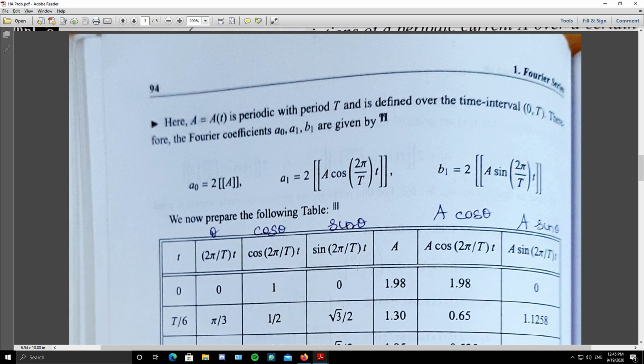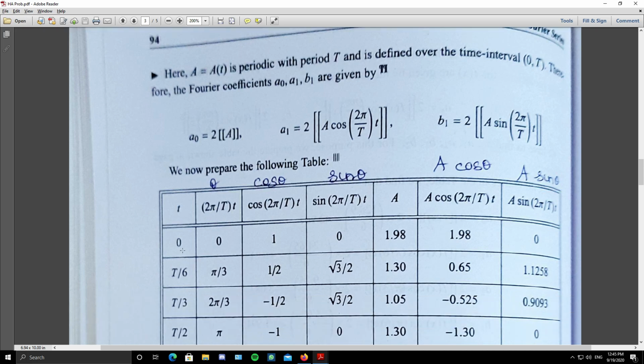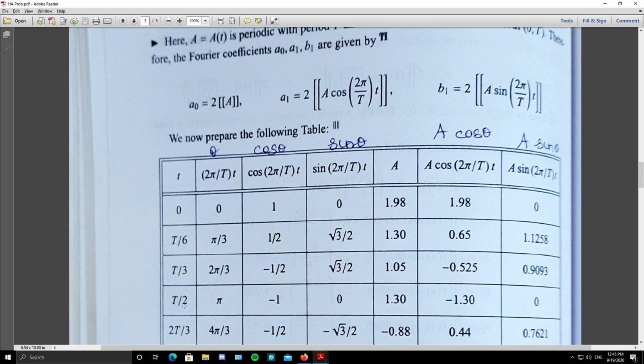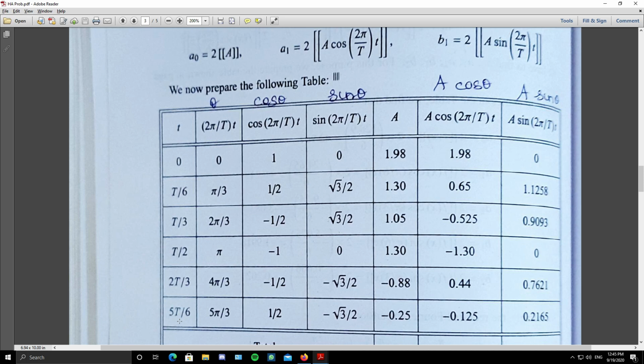So this is page 94. So this is a table. Small t values are given: 0, T by 6, T by 3, T by 2, 2T by 3, 5T by 6.